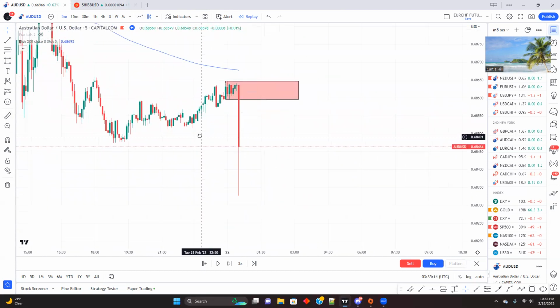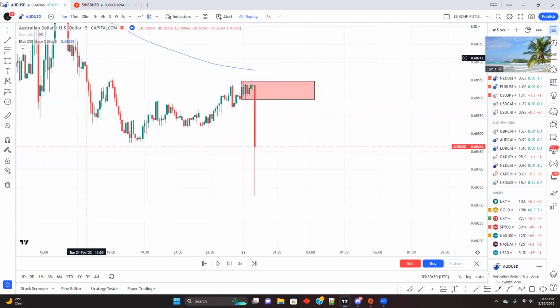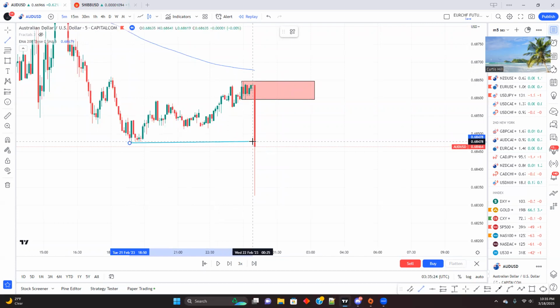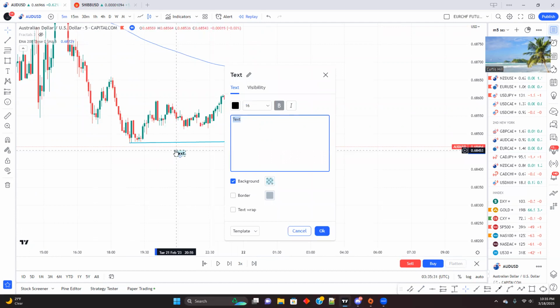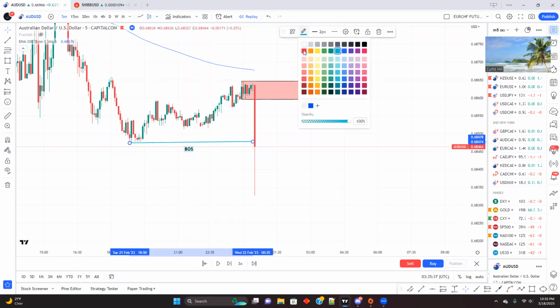So what we're looking at is the fact that the foundation of this move left a strong move, right? Strong pressure. And at this point, lows have been broken. This is a break of structure. So let's put BOS right here. This is a break of structure. Let's make this pink. Okay.